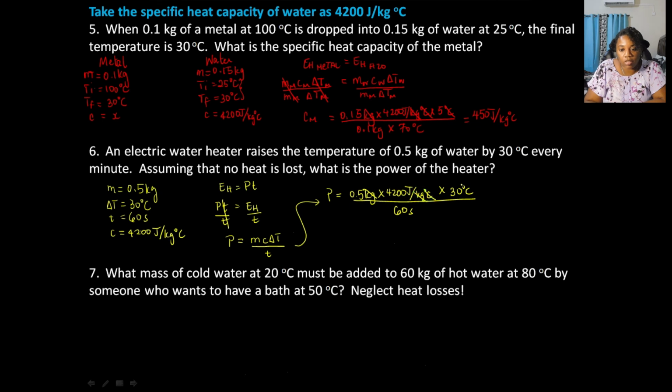So those cancel out right there. So we calculate 0.5 times 4200 times 30 divided by 60, that's 1050. So you have power equal to 1050 joules per second, which is equivalent to 1050 watts.